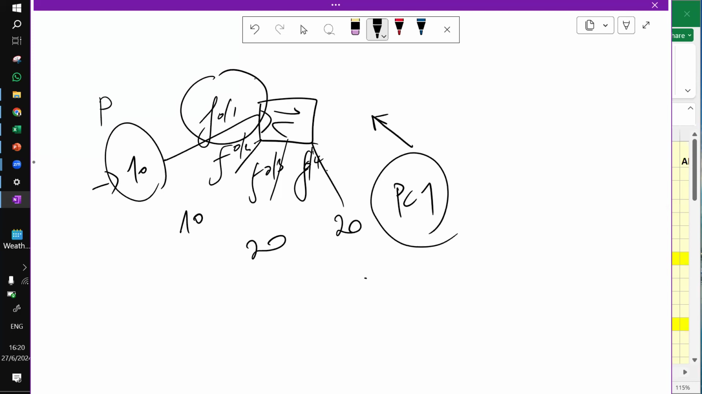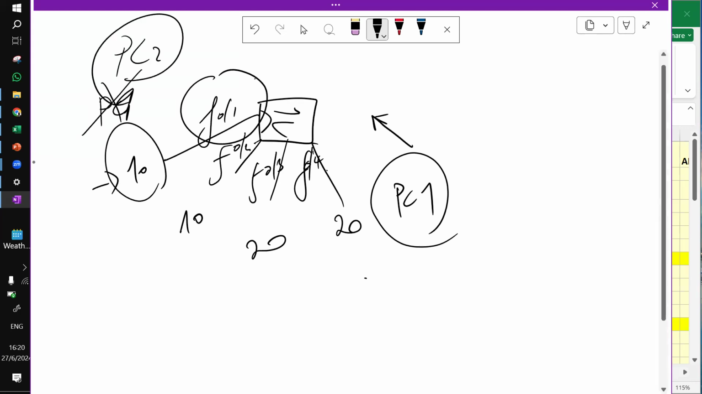So if I have PC1 connected to port Fast 0/1 that has VLAN 10, and I remove PC1 and put another PC, PC2, connected to that port that has VLAN 10, it is in VLAN 10 as well. So the identification, let me say, the VLAN is linked to the port, not to the end device. Linked to the port, not to the end device.